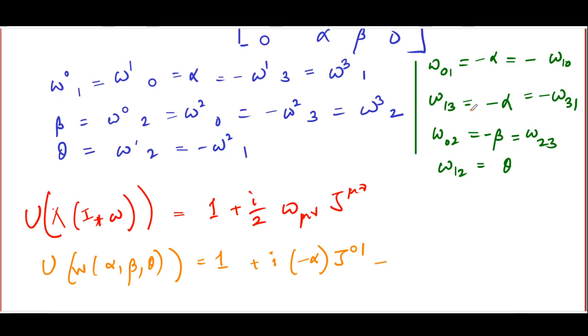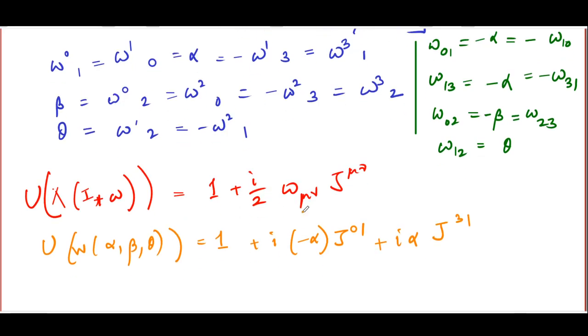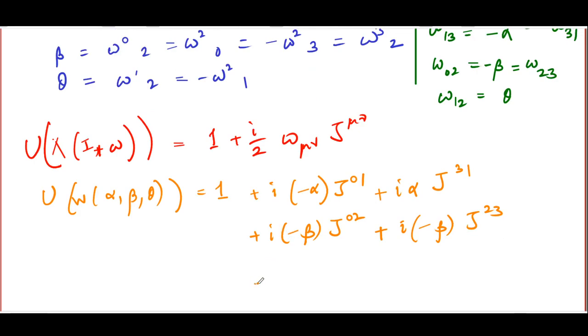But that's not the only term with alpha. Then you have omega 3 1, which is alpha. So, i alpha J 3 1. So, those are the two terms which have alpha in them. The two terms with beta is going to be i times minus beta J 0 2. And then you have a beta term from this, which is the term from omega 2 3. Again, minus beta J 2 3. And finally, there's a theta term, which is i times theta times J 1 2.